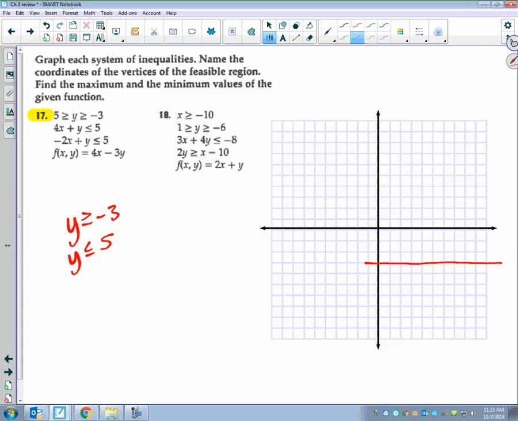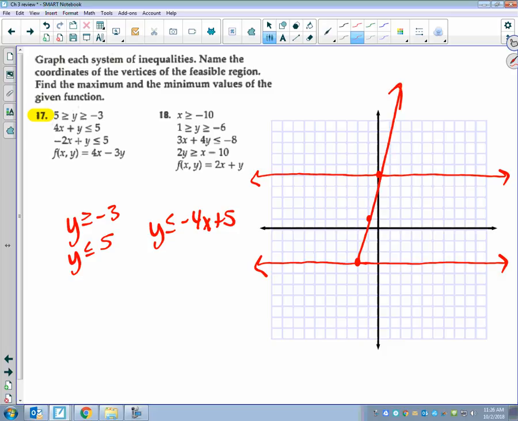So they're just, -3 would be like this, right? And y is 5 would be up here. So it's just restricting you between those values. Like if you shaded in between here, it would just be here. But also, I got to put this in slope-intercept form. So that would be -4x plus 5. So 1, 2, 3, 4, 5. And then if I went down 4 over 1, 1, 2, 3, 4 over 1.